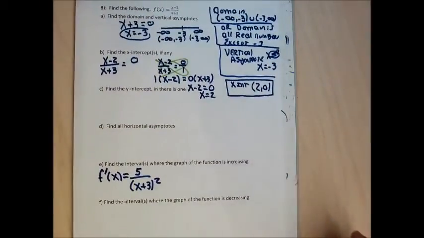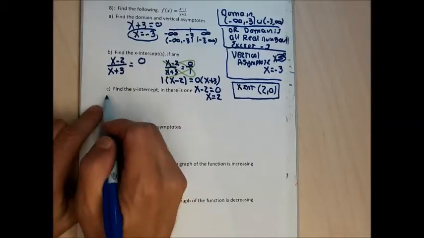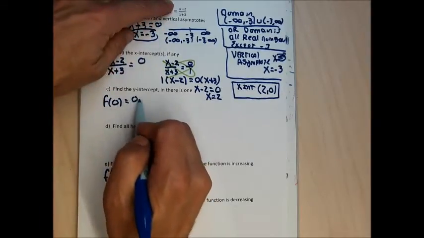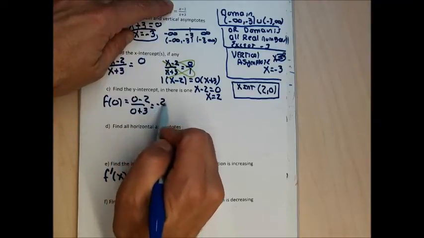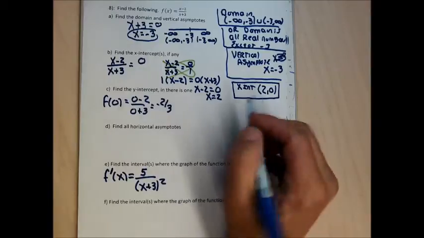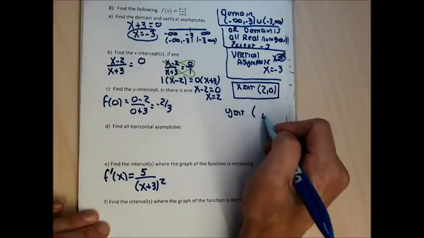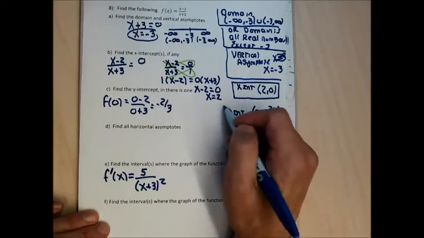For the y-intercept, it's going to be a fraction. I just plug 0 in for x, and that's what part C wants me to do. So I'm going to do f of 0 equals 0 minus 2 over 0 plus 3. That gives me -2/3. When I go to answer this for the y-intercept, the y part of the y-intercept is at -2/3.